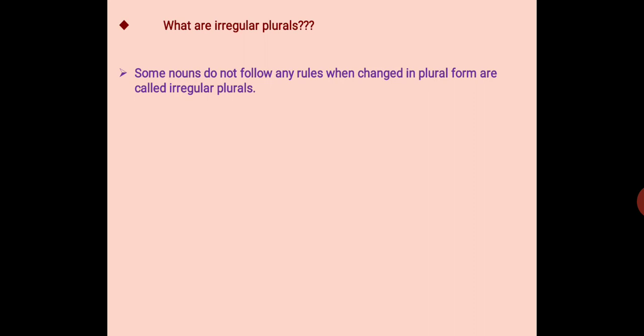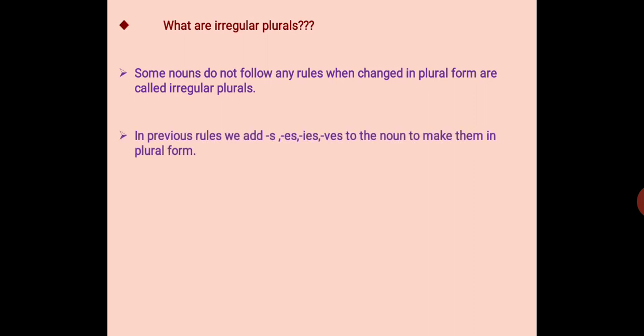It means that we do not apply any of the 5 rules that we had learnt in the last two lectures for the irregular plurals. We have to change the whole spelling when the irregular nouns are there.